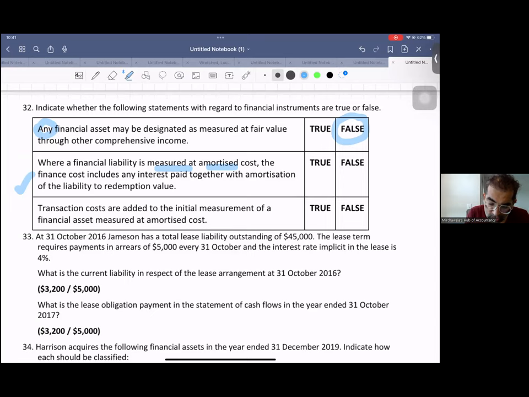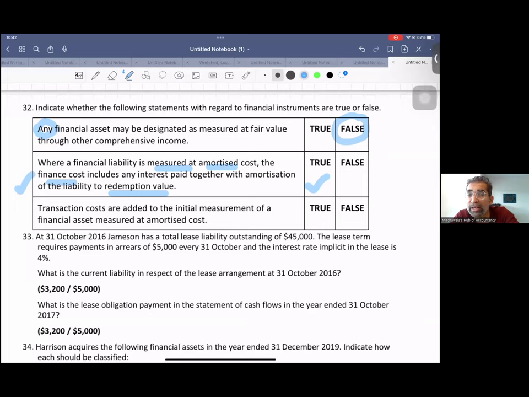Where a financial liability is measured at amortized cost, the finance cost includes interest paid together with amortization of the liability. Yes, true. Listen to me. Even I teach in this style that your redemption premium is also interest. Your redemption premium is just by name redemption premium. In reality, it is interest. So hope you remember we used to spread redemption premium over the life of the loan through interest expense, through effective interest rate. Remember? So this is the same thing. Now, this is a little bit unusual, but yes, we have covered it in the classes.